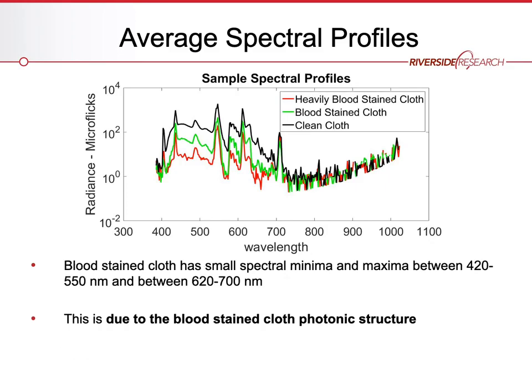Bloodstained cloth has small spectrum minima and maxima between 420 and 550 nanometers and between 620 and 700 nanometers. This is due to the bloodstained cloth photonic structure. And up here you can see basically the clean cloth has a much higher spectral amplitude than the bloodstained cloth.